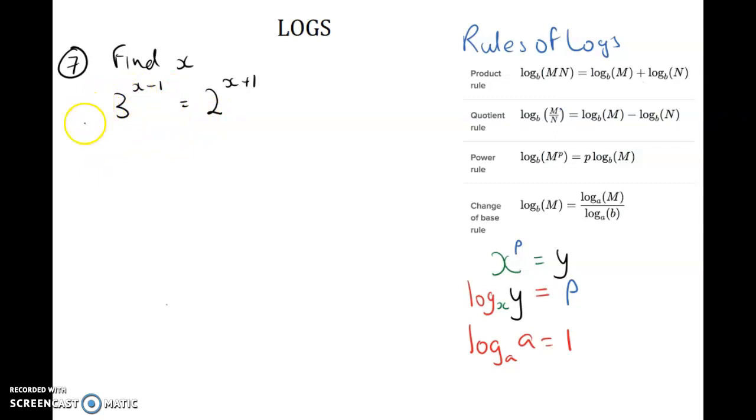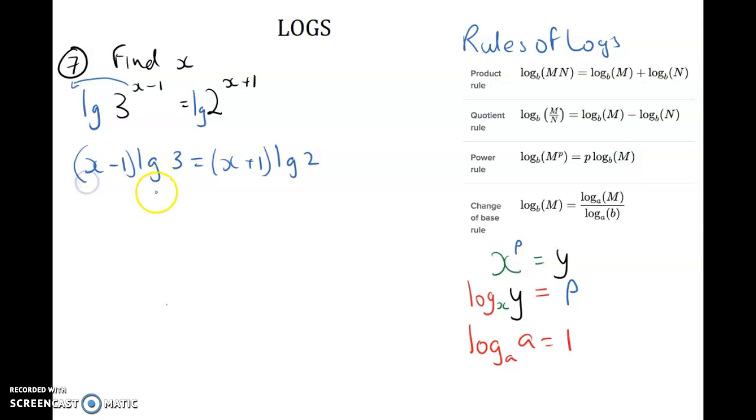So if I apply logs to both sides, it's like if I just stuck in a log here and a log here, and then this value comes in front, it becomes x minus 1 log of 3, x plus 1 log of 2. Now all of this is multiplying here and all of this is multiplying, right? So simply bringing them over, I'll get x minus 1 over x plus 1 is equal to log of 2 over log of 3, right? So this works out to be a constant here.